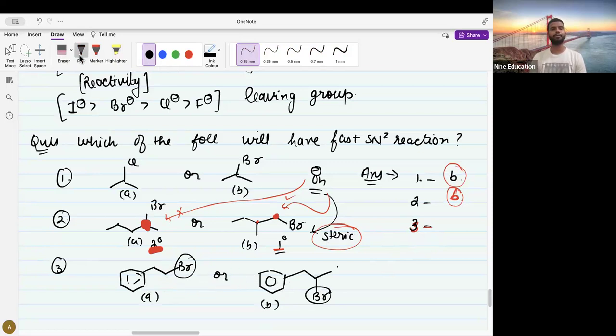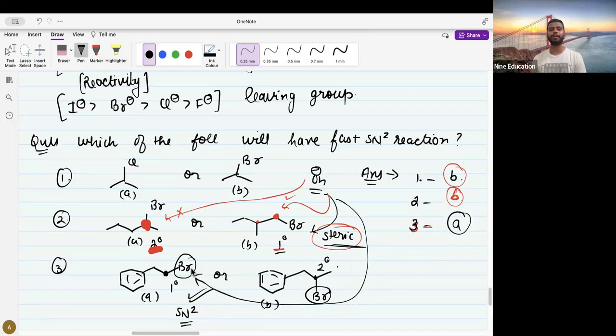In this substrate, both have benzene rings. On this side, the carbon on which bromine is attached is a 1 degree carbon. This carbon is a 2 degree carbon. Always remember, SN2 is more favorable on 1 degree or simple carbon due to steric hindrance. So out of 3, the third one's answer will be A. OH minus can attack here more easily, and here it is more difficult to attack.